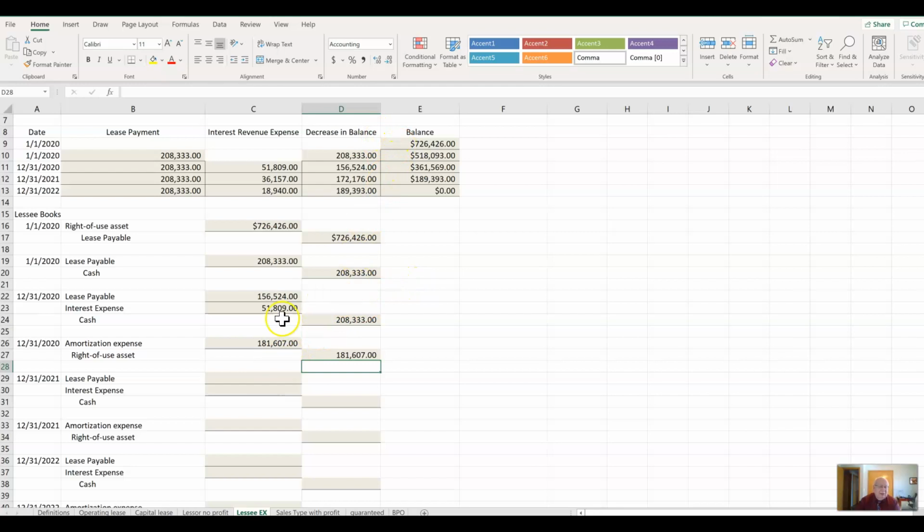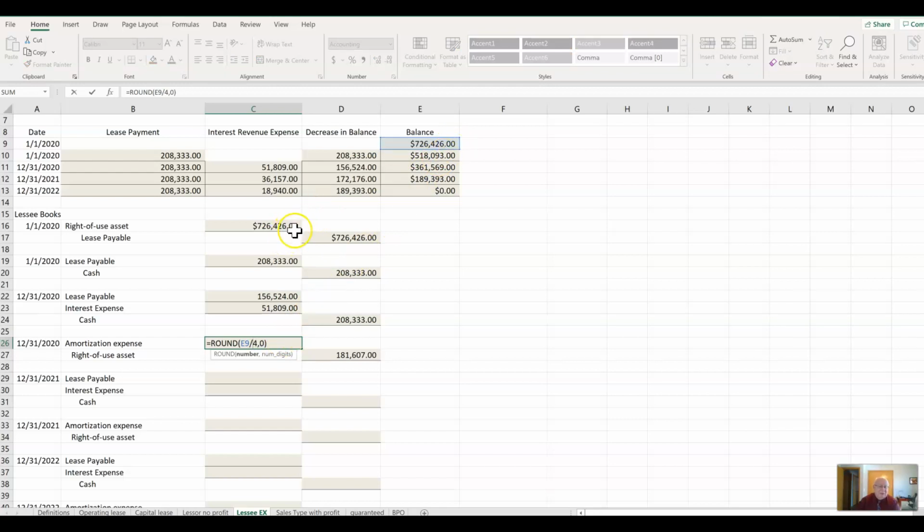So basically again it's the 726,426, the right to use asset divided by the useful life. We don't have a salvage. So then we go to the next one.